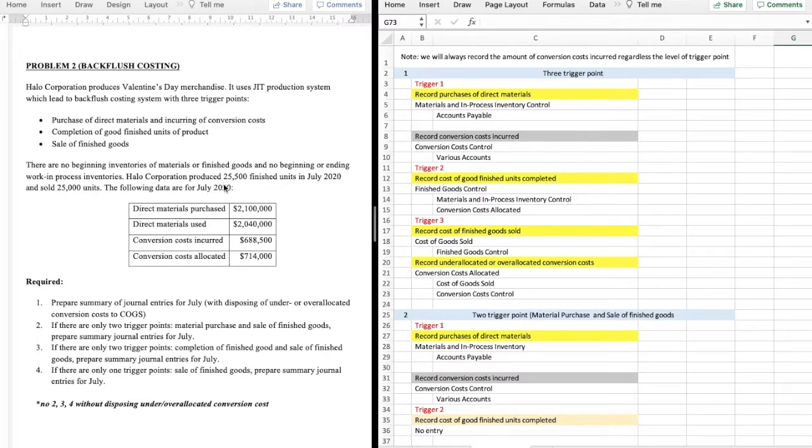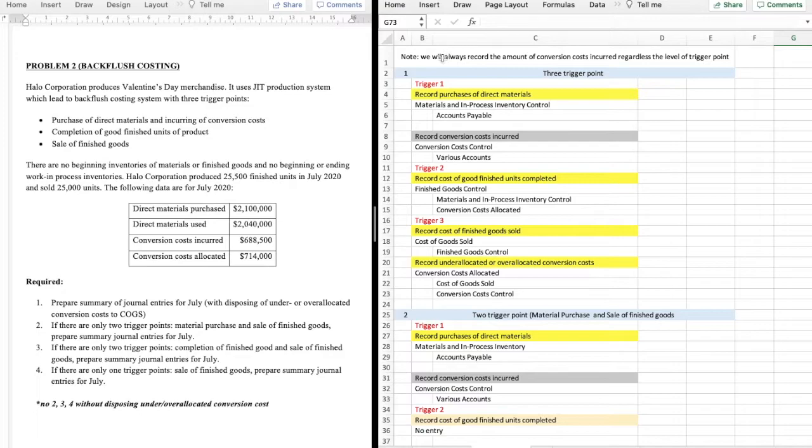Hello Corporation produces 25,500 finished units in July 2020 and sold 25,000 units. And the following data are for July 2020. So we have the data for direct materials purchased, direct materials used, conversion costs incurred, and conversion costs allocated. The first question is to prepare a summary of journal entries for July, with disposing of under or over allocated conversion costs to cost of goods sold.